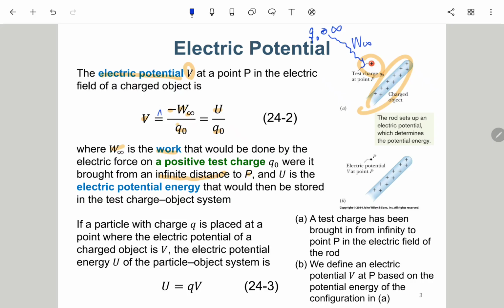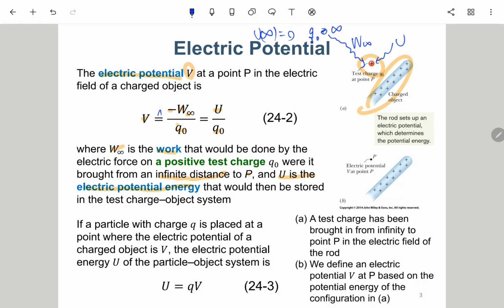So U is the electric potential energy that would be stored in the test charge and object system. I will say this is a potential energy U at that point. And of course we will consider U infinity to be 0.